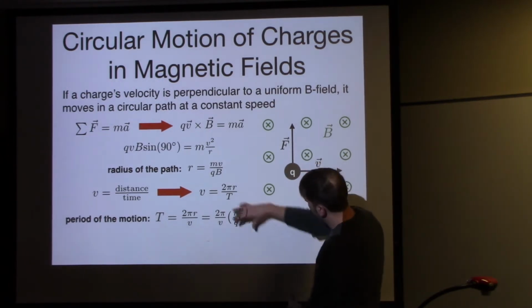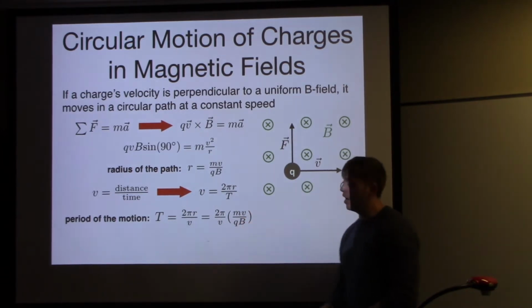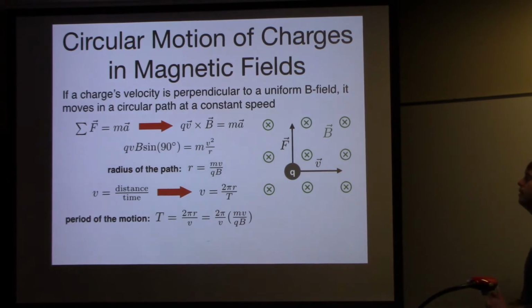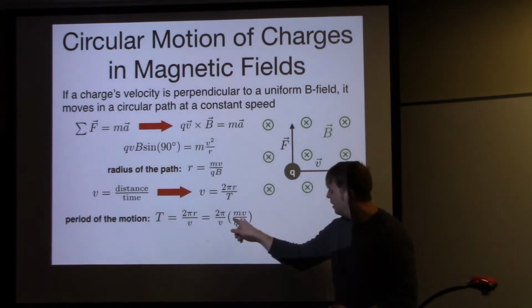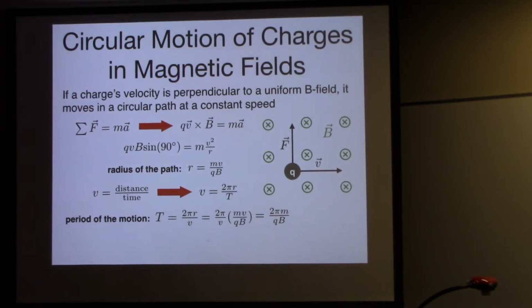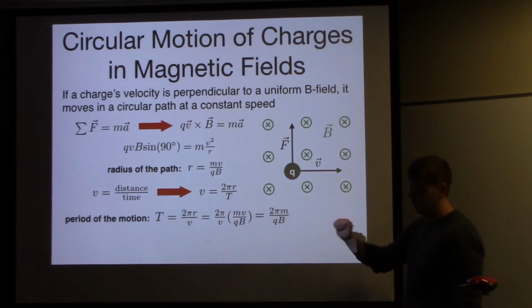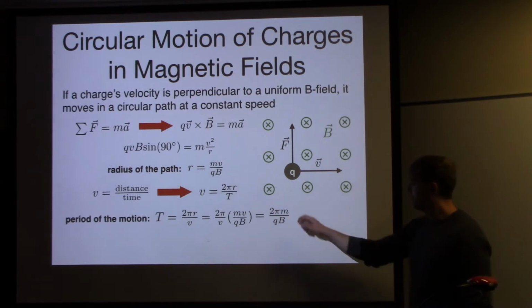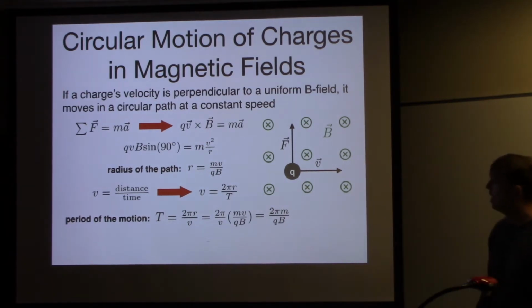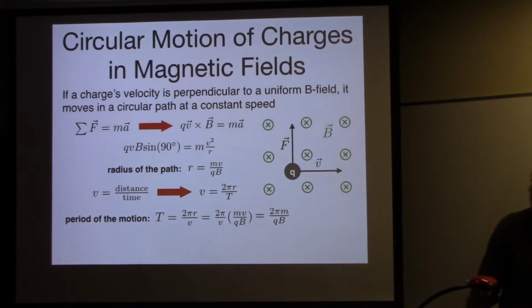For the radius in these parentheses, I'm substituting m times v divided by q times B. To simplify, notice how the speed can be canceled out, and the period apparently doesn't depend on the speed. The period only depends on the mass of the particle, the charge of the particle, and the strength of the B field. So we have 2 pi m divided by qB. That's the period of the motion. Again, that's how long it takes to complete one circle.